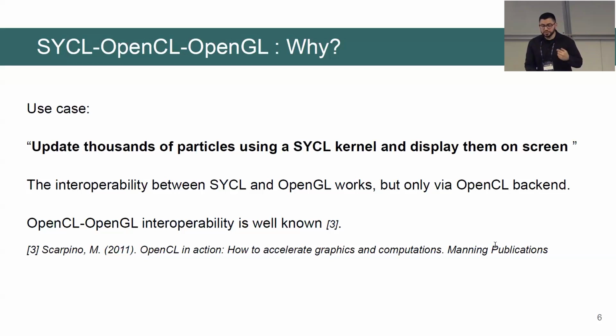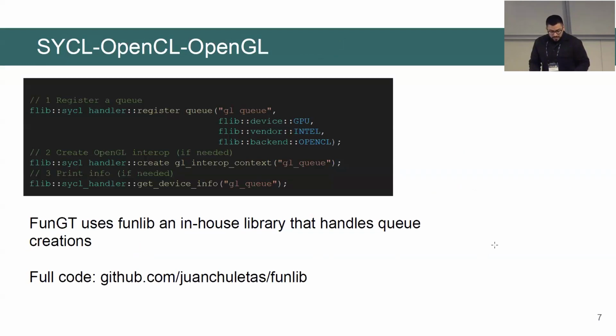That works, but you need to use the OpenCL backend from SYCL. And also, by the way, the OpenCL interoperability is well known. For this scenario, FunGT uses an in-house library that handles all queue creations of SYCL. For example, in this example, I'm creating a GL queue, and I'm creating the OpenGL interoperability using that create GL interop context. The full code is also on the GitHub repo.